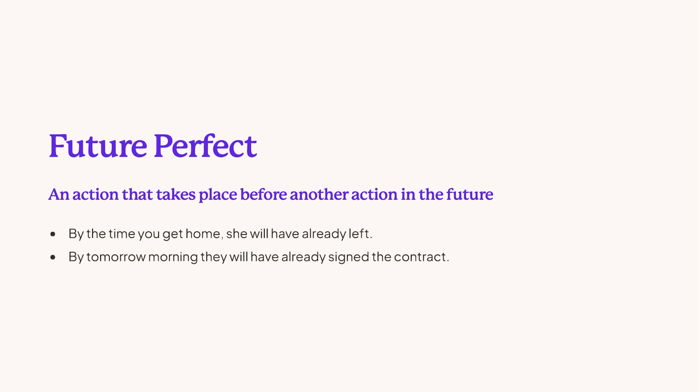So, for the future perfect, the situation is very similar. We use it to describe an action that will take place before another action in the future. By the time you get home, she will have already left. By tomorrow morning, they will have already signed the contract.